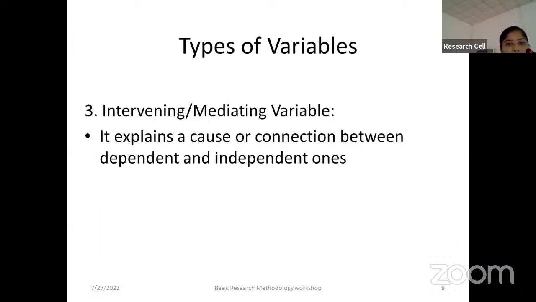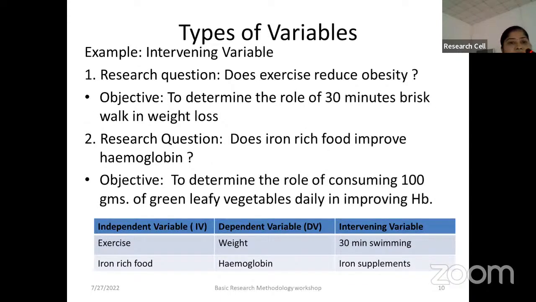Yes. Next is the intervening or the mediating variable. It explains a cause or connection between dependent and independent variables. What is the connection between these two can be explained. Again, for example, we have the same research question: does exercise reduce obesity? The objective was to determine the role of a 30 minutes walk in weight loss. So here we have an independent variable, that is exercise, and the dependent variable, that is weight loss.